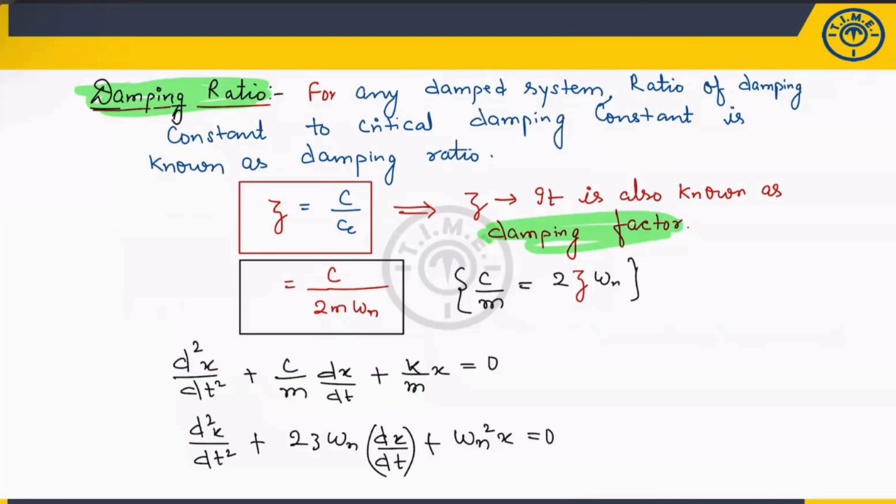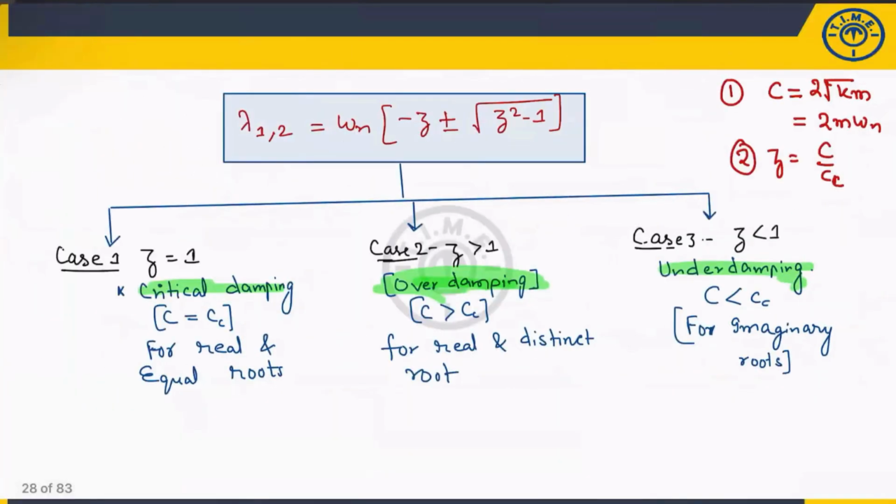Once you write it in the other format, you get C by m equals 2 zeta omega n, because I have just substituted the value. So whatever unknown value you want to find out, you can easily calculate. If you want the damping constant, the omega and zeta value will be given. If you want to calculate the zeta value, they will give the C, K, and M value, and based on that, zeta equal to 1 is critical damping, greater than 1 over damping, and less than 1 under damping.